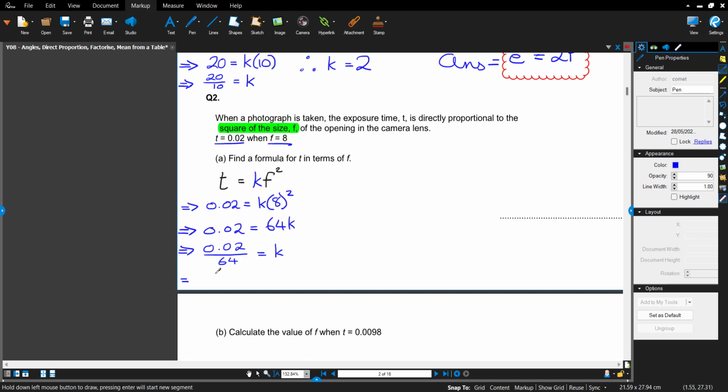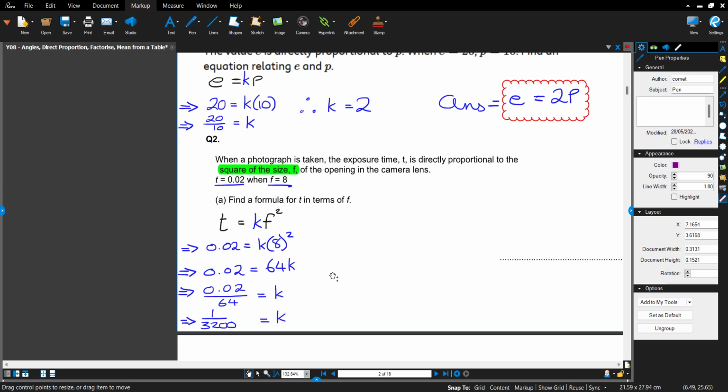If you do that on a calculator, you get 1 over 3200, because 0.02 is 1 over 50. 50 times 64 is 3200. Okay, so you're going to get k is that. Now, if you love decimals, you might get on your calculator 3.125 times 10 to the minus 4. If you like that kind of thing, you can write it in, but I'd prefer to keep it as a fraction. Cool.